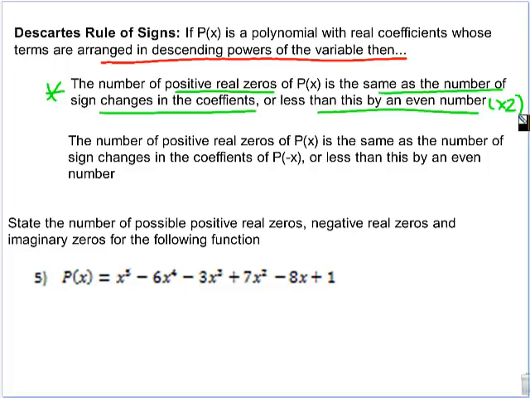And then the number of negative real zeros of p of x is the same number of sign changes, and this time it's of the coefficients of p of negative x, or less than this by an even number. So if we were to substitute in a negative value for every x, that will end up changing the signs for some of them. And so then we're going to count those sign changes, and that would tell us how many negative real zeros we have.